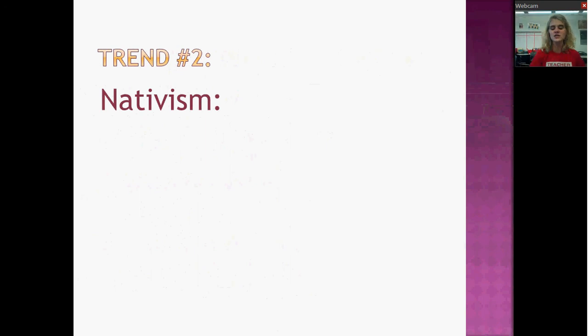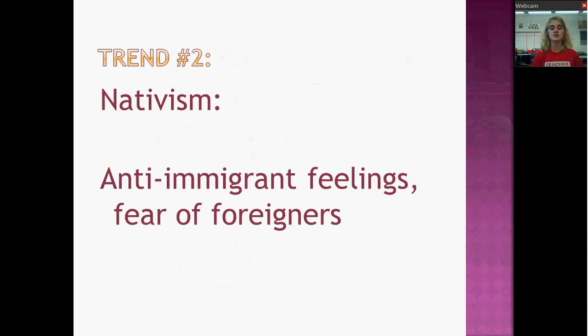So we should already know what nativism is. We talked about it in the Gilded Age, but just to remind you, nativism is anti-immigrant feeling, this fear of foreigners. A word you might hear used with it is xenophobia. That means fear of strangers. So this is kind of what's going on in the United States. Think about why this might be happening. What are some possible causes of nativism?